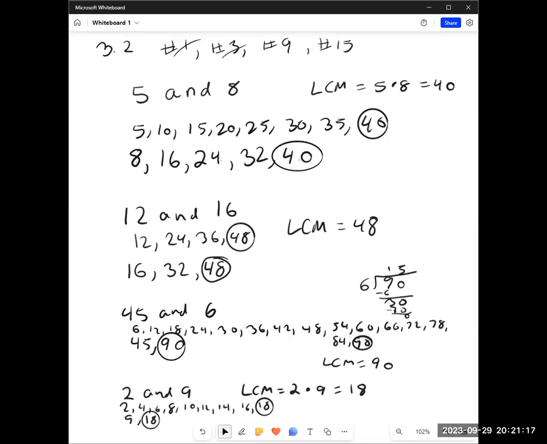All right, we'll come back in our next video and use a different technique with factor trees and prime factorization to find the LCM, and that's maybe a little bit more helpful with bigger numbers that we don't know the multiples of off the top of our head.